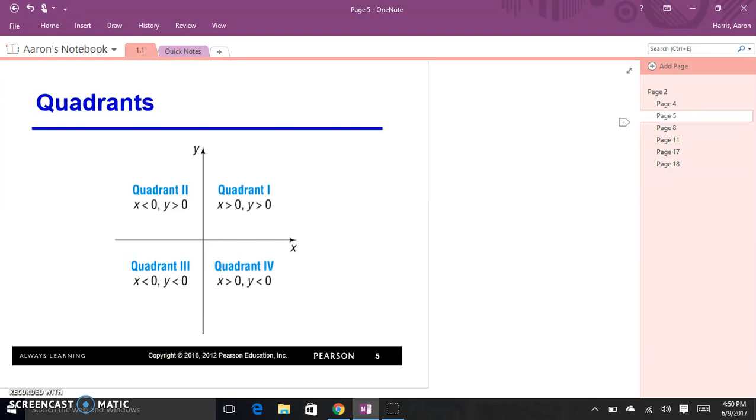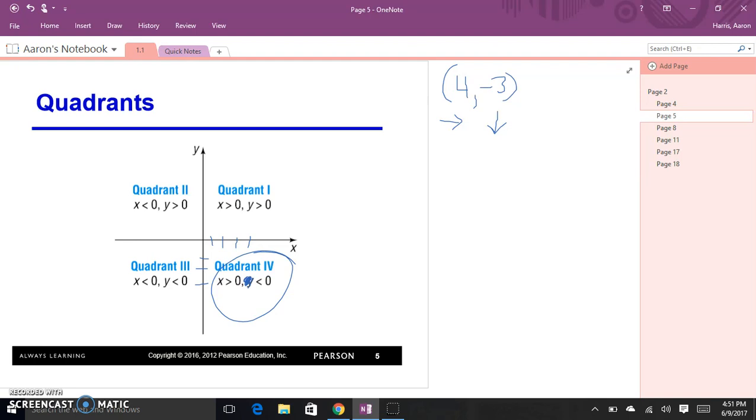These are your quadrants. You've got the upper right quadrant 1, and then it goes counterclockwise from there, 2, 3, 4. So let's say you have the point 4, -3. We're going to go right 4 since that's positive, and down 3. So we go right 4, down 3, and you notice that would be in quadrant 4.